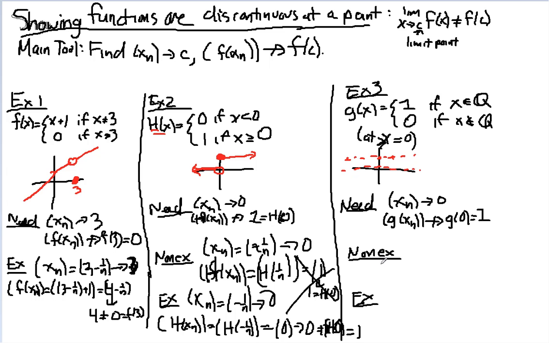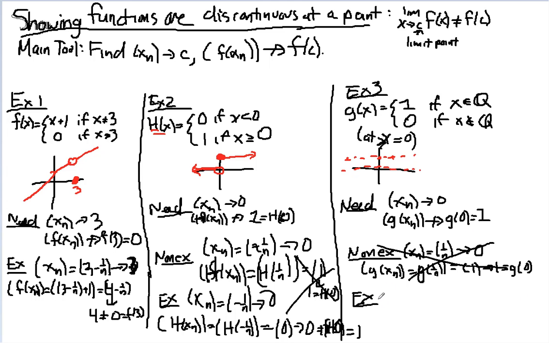So here's a non-example. Here's a sequence that doesn't work. Again, this won't matter, because I just need to find one that does work. I'm going to choose my favorite sequence that goes to 0: 1 over n. Well, let's see what g of that sequence is. g of 1 over n. Oh, 1 over n is rational, so that means that I always get 1. So that goes to 1. Oh, but that's equal to g of 0. So I've not shown anything with this non-example. I'm trying to show it's discontinuous, but I didn't.